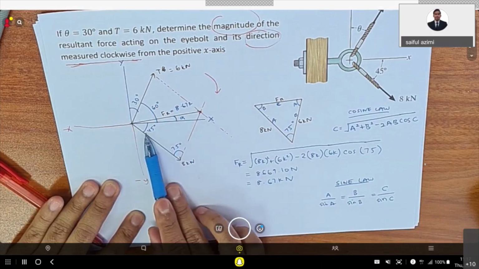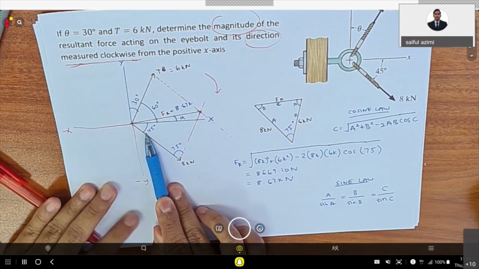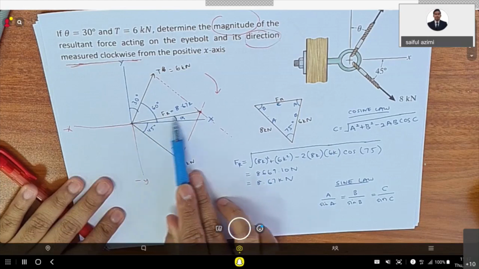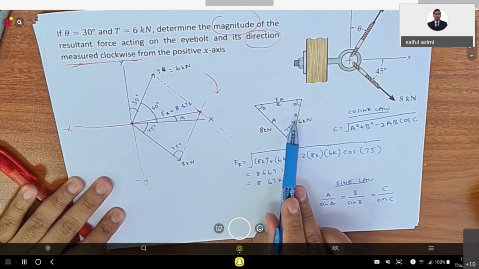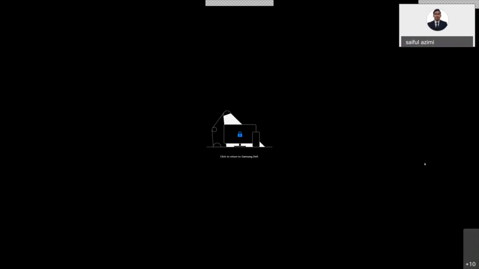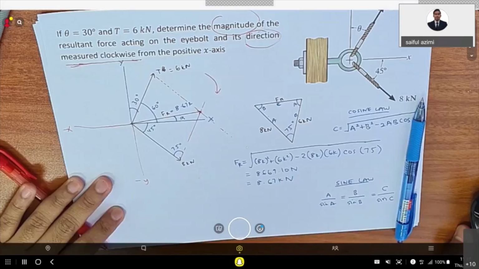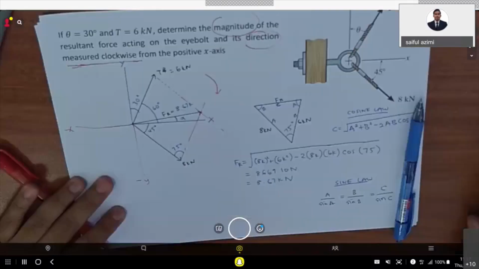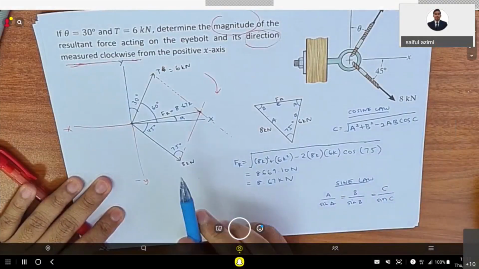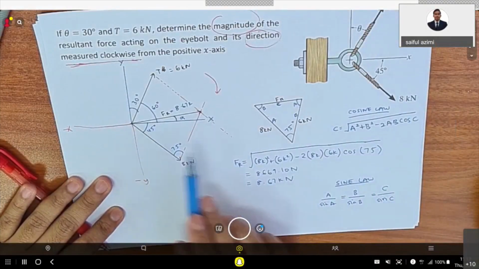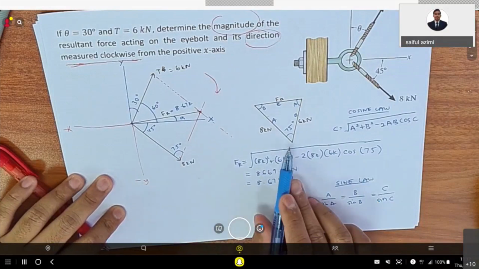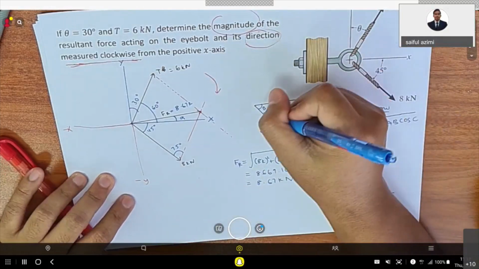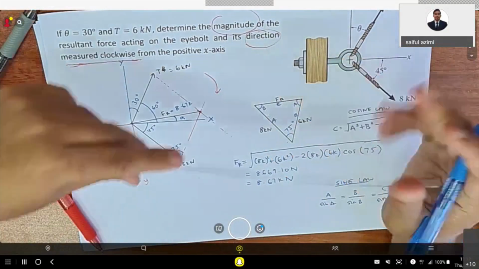You already got the angle here, so you can draw this rectangle. This is written here, so this is 75. This is 45. Actually this is 75. This is here. Let me draw.